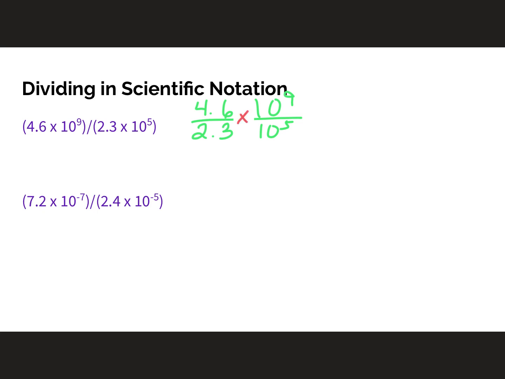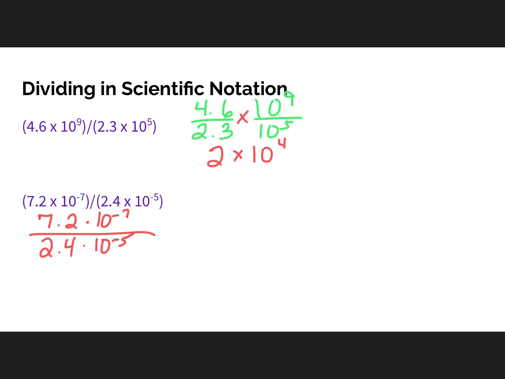Okay? Well, 4.6 divided by 2.3 is just 2. 10 to the 9th power divided by 10 to the 5th power. We subtract our exponents. 9 minus 5 is 4, so that's 10 to the 4th power. Not too bad. Let's try it again over here with this one. So I've got 7.2 times 10 to the negative 7th power over 2.4 times 10 to the negative 5th power.